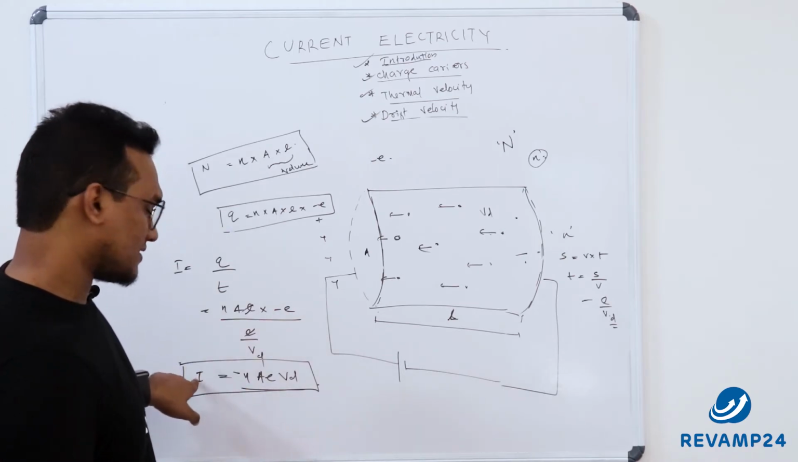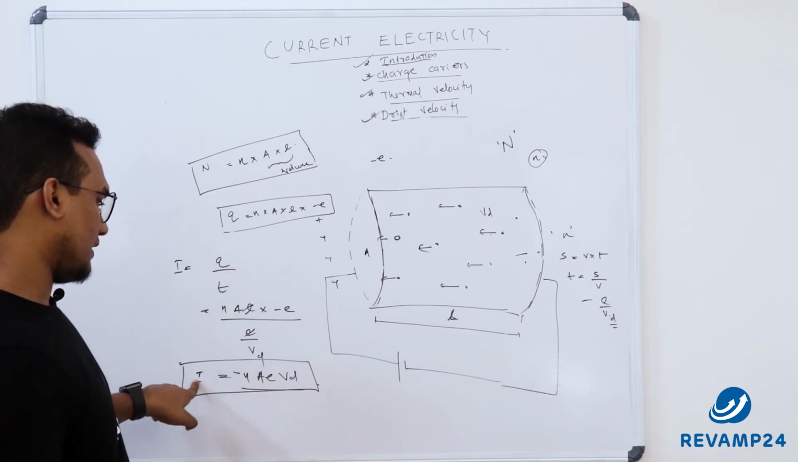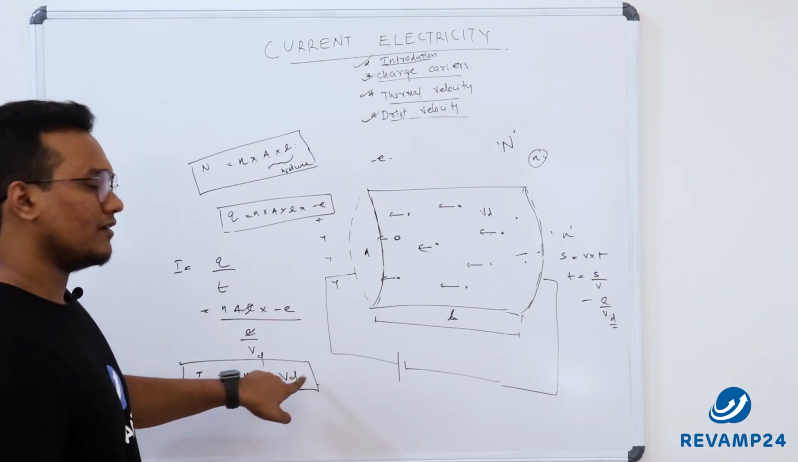Clear? Make a note of it. This is the relation between I and Vd. I and Vd are connected by this equation: I is equal to minus n A e Vd.